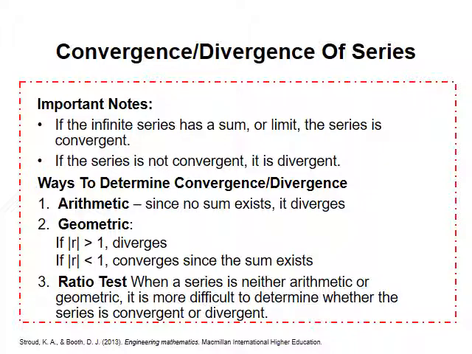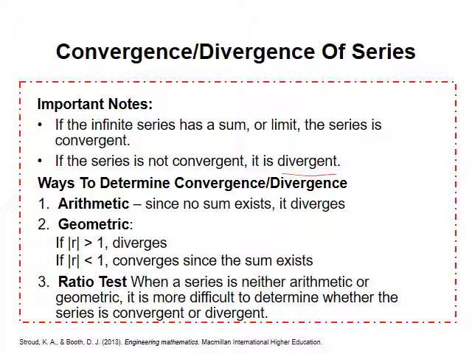Now let's connect this discussion with convergence and divergence. Have a look. If the infinite series has a sum or limit as we go to infinity, so if it has a value, then this series is convergent. But if it does not have a value, then we call it divergent. You got it?